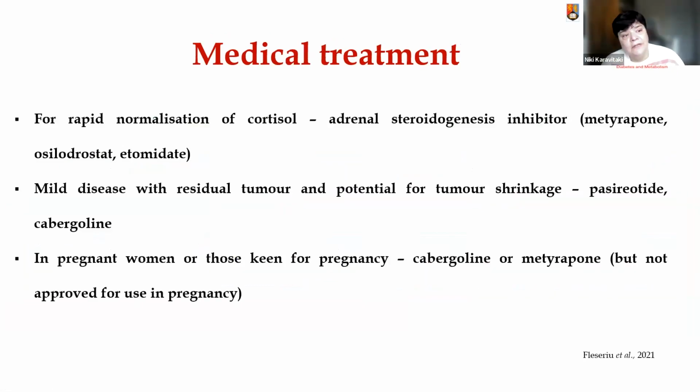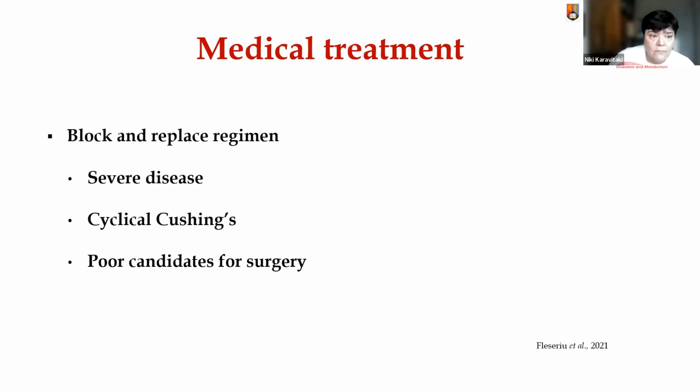So that was about the medical treatment. And if we would like to think which drug we are going to use when, the approach would be, if we want a rapid normalization of the cortisol, better use an adrenal steroidogenesis inhibitor, for example metyrapone, osilodrostat, or in extreme cases, etomidate. If we have mild disease with residual tumor and potential for tumor shrinkage, we could consider pasireotide, cabergoline, and of course, keeping in mind the potential side effects. And in pregnant women or those who are keen for pregnancy, cabergoline or metyrapone could be considered, but we have to bear in mind that they are not approved for use in pregnancy.